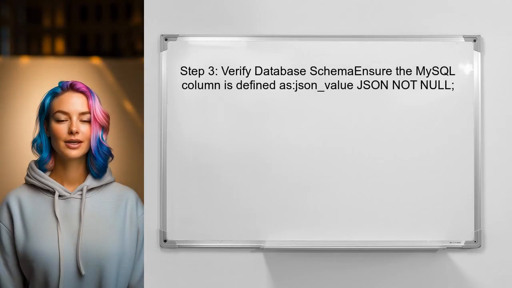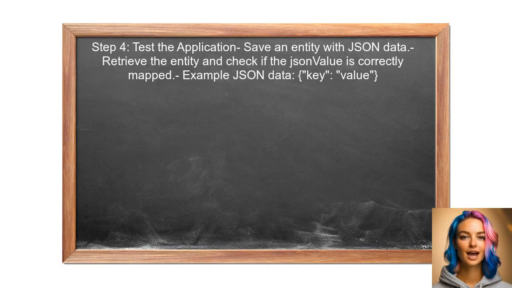After updating the entity class, the user should ensure that their database schema is correctly set up. The JSON column in MySQL should be defined as JSON, which the user has already done. Finally, the user should test their application to confirm that the mapping works correctly. They can do this by saving and retrieving an entity with JSON data.